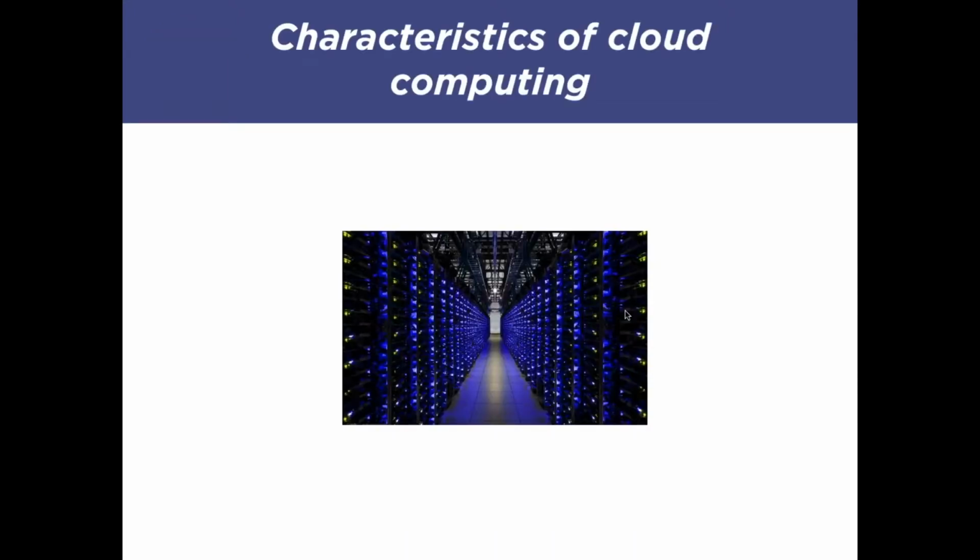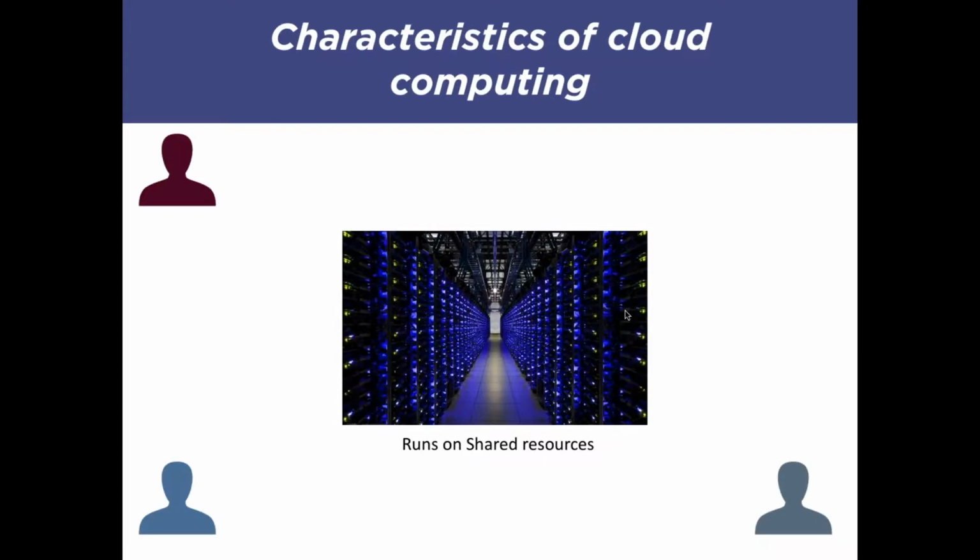So what are the main characteristics of cloud computing compared to normal computing? First is that we all run what we want to run on shared resources. So we all share the computer hardware that is going to execute the different things that we want to do. We don't necessarily own it. We just have access to it, or have access to a certain amount of time or a certain amount of resources.